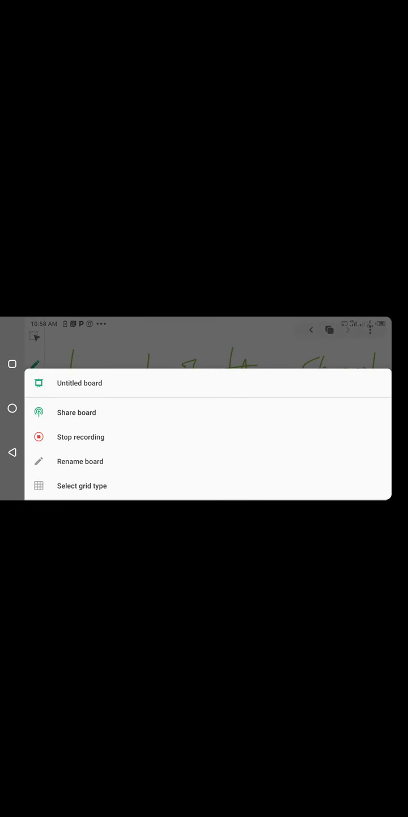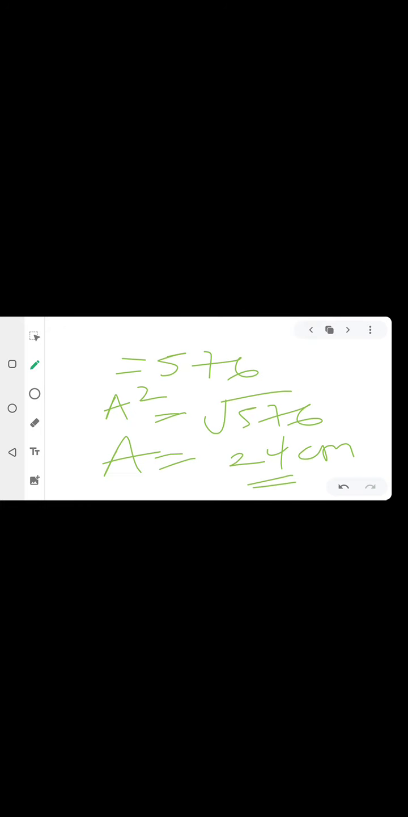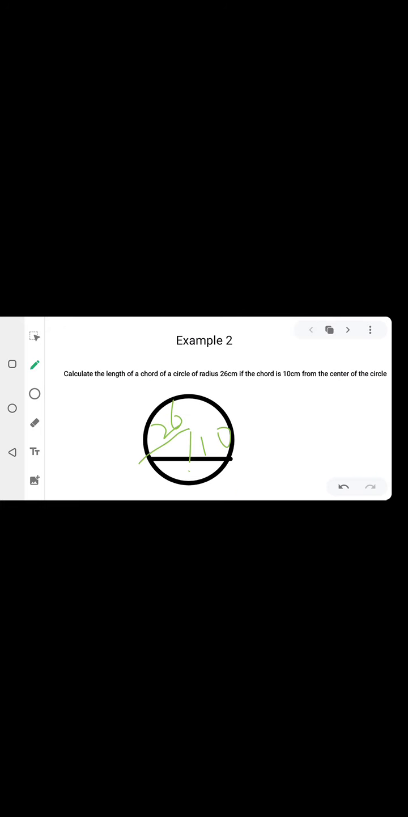All right. Let me quickly go through the question again so we can get it better. The question says calculate the length of a chord of a circle of radius 26 centimeter. I've told you this is a radius because it touches the center and also connects to the circumference. So it's a radius, and they give us 26. And the chord is 10 centimeter from the center, so the distance between this chord and the center is 10 centimeter. They ask us to look for the length of this chord.